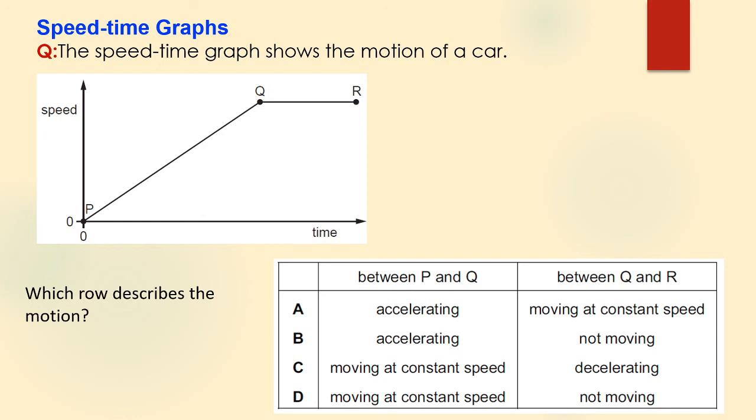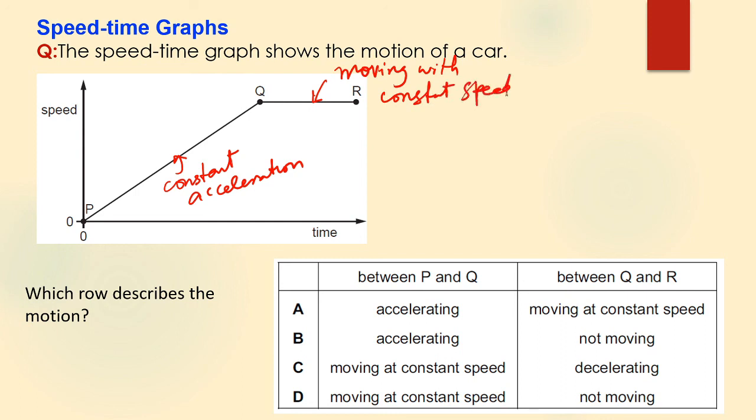The speed time graph shows the motion of a car. Which row describes the motion? So we are going to see what's happening. In the speed time graph, this is a constant gradient. That means it's the constant acceleration. And Q to R, the object is moving with constant speed. So we are going to see the options here.